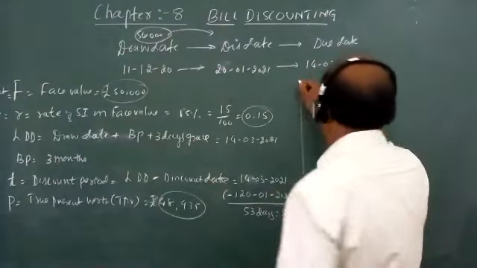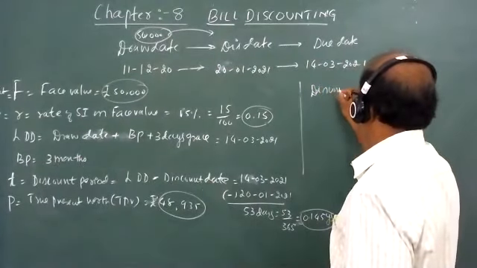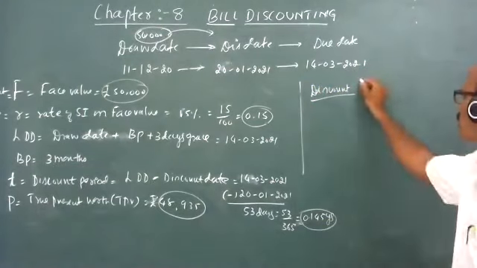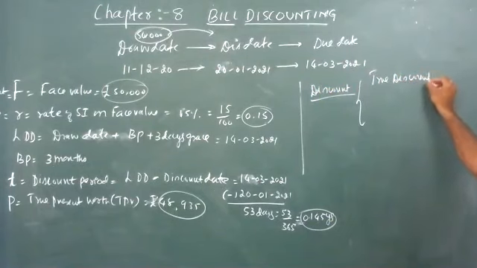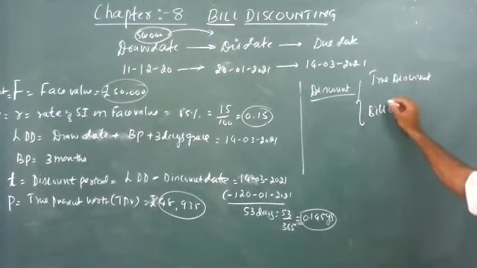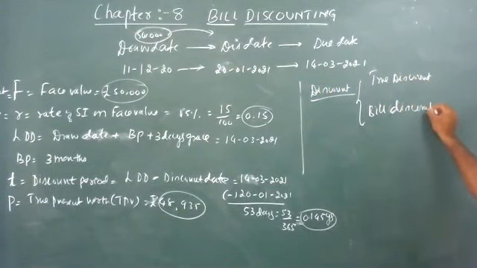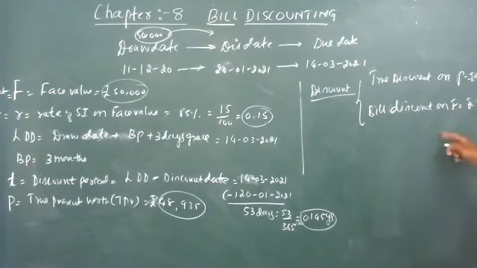Next, come to discount. There are two types of discount. One is true discount, and the other is bill discount. What is true discount? It is a discount on P, that is on 48,935. The other is a discount on F, that is rupees 50,000. That's the difference between them. Both are the same for the 2%, right here.